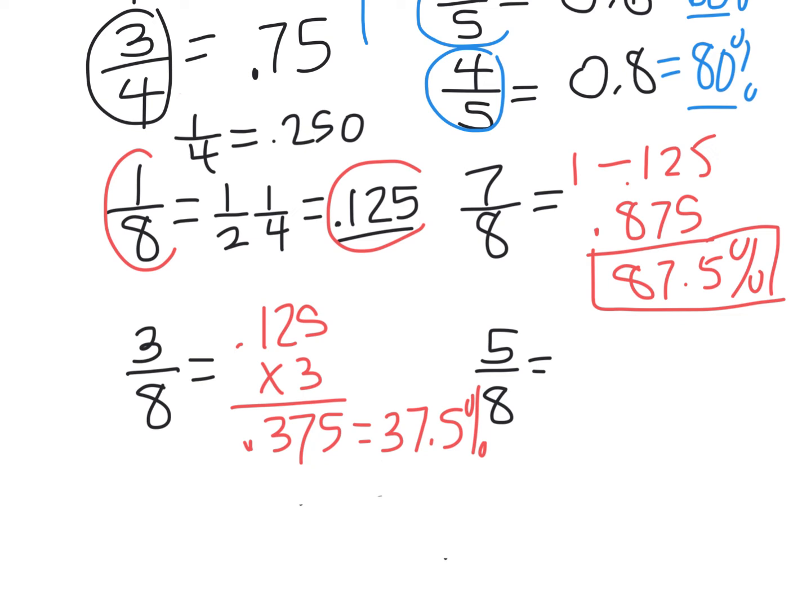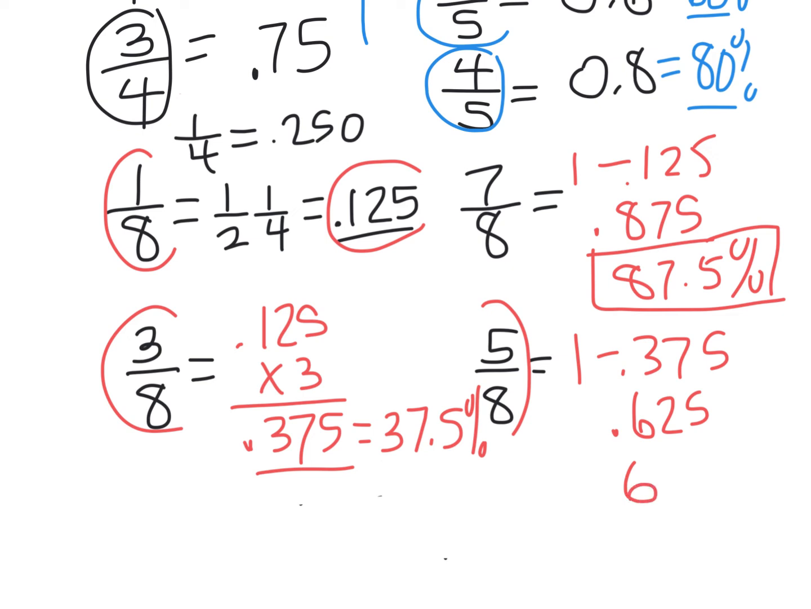What's 5/8? Well, if you know that 3/8 is 0.375, 3/8 plus the 5/8 is 1. So I would subtract 1 minus 0.375, and that would give you 0.625, or 62.5%.